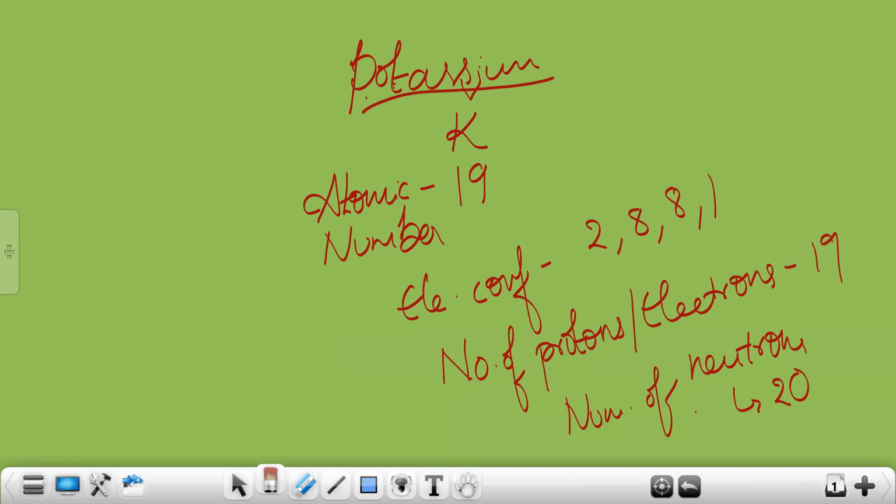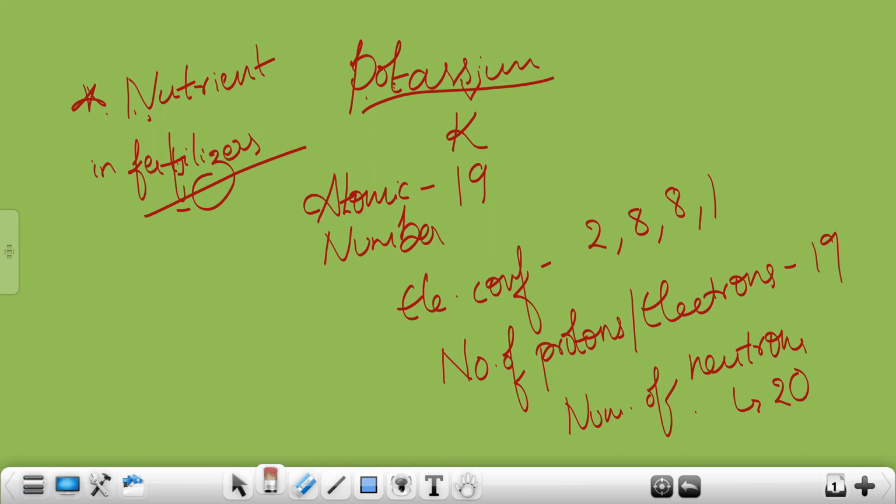The uses of potassium: potassium is generally used as a nutrient in fertilizers. You all know what fertilizers are, they are used for agriculture purposes. In biological science you will learn about fertilizers in detail. So potassium is used as a major nutrient in fertilizers.